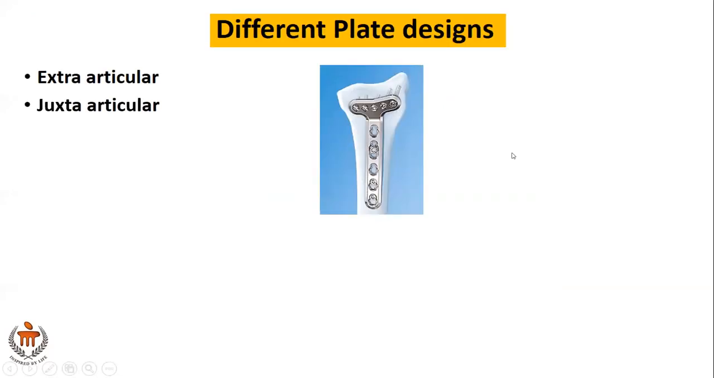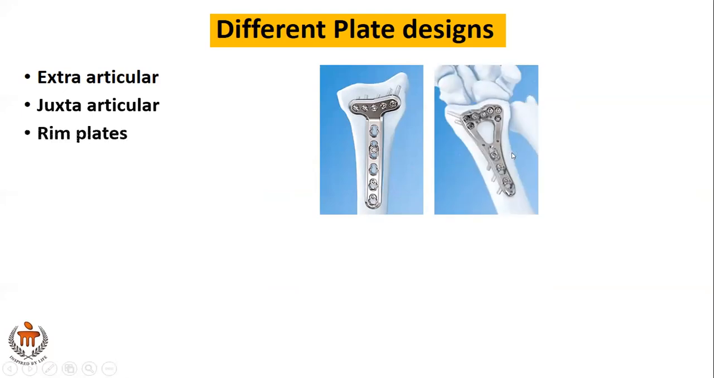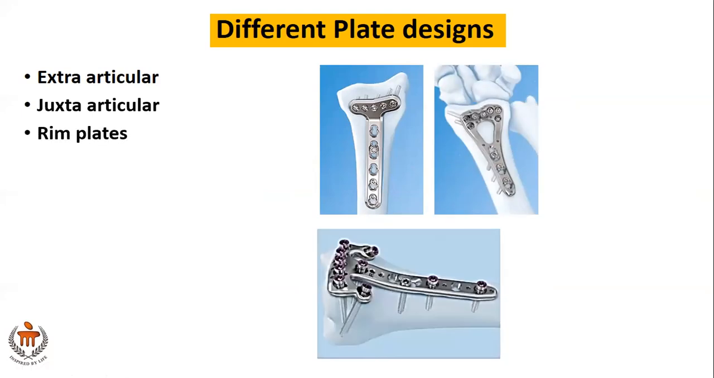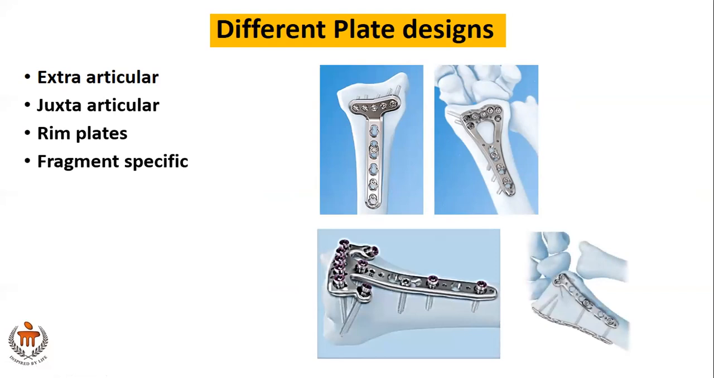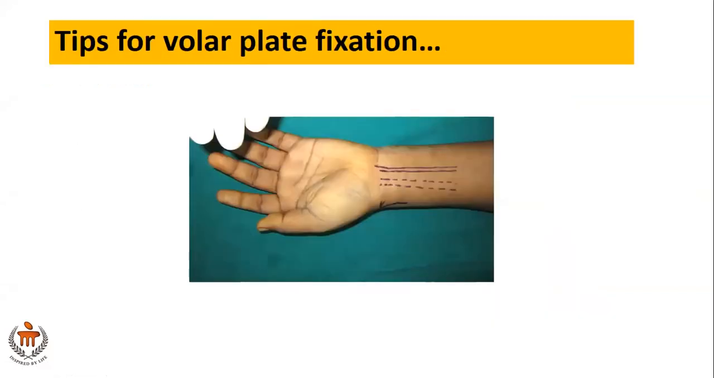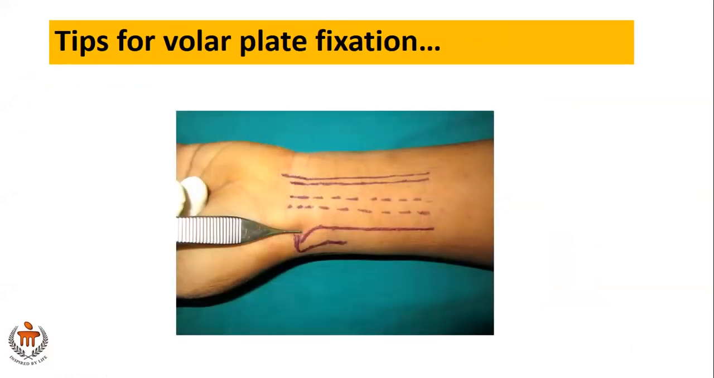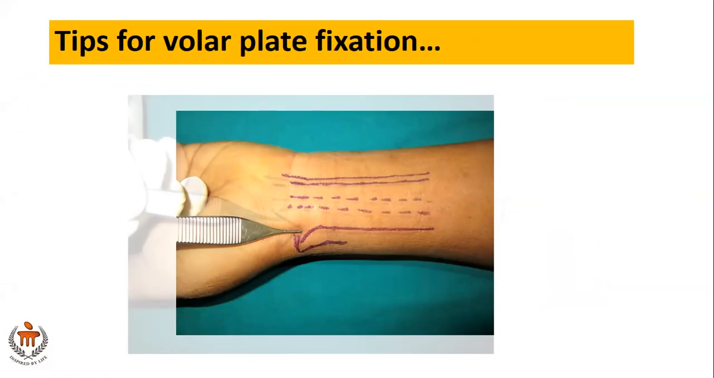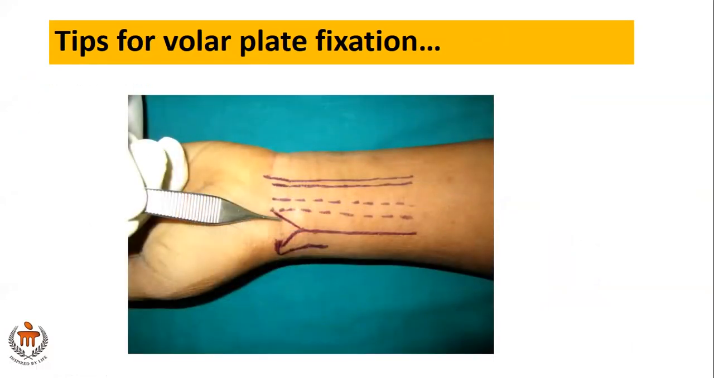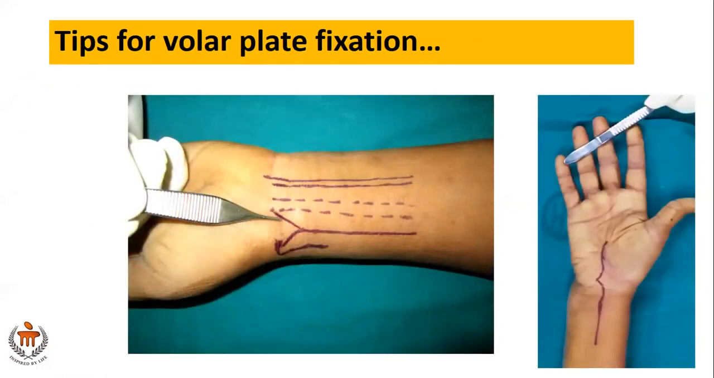Design-wise, there are extra-articular plates, juxta-articular plates, rim plates which cross the watershed line, and very fragment-specific plates which can be fixed angle or variable angle. Now, your incision, basically your modified Henry's, can be turned either more radially or towards the ulnar side based on where your major fragments are. Or sometimes you go with an extended FCR approach or a carpal tunnel approach when you have major fragments in the intermediate column like this.